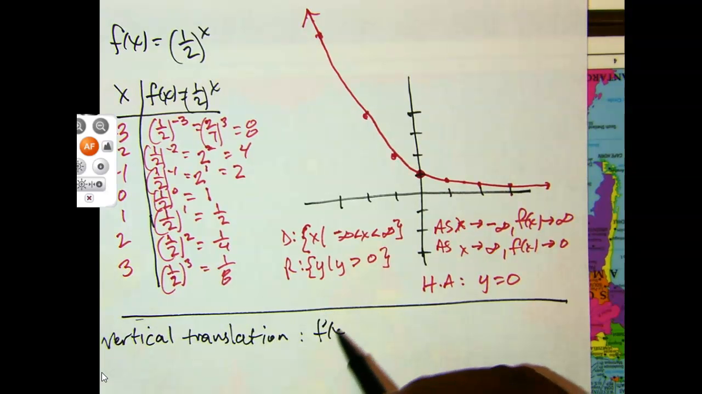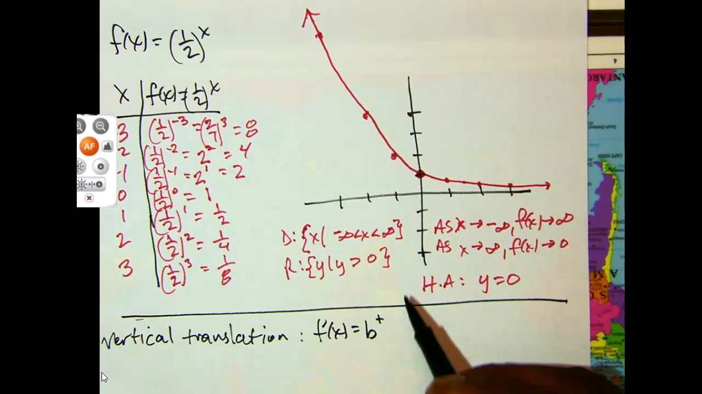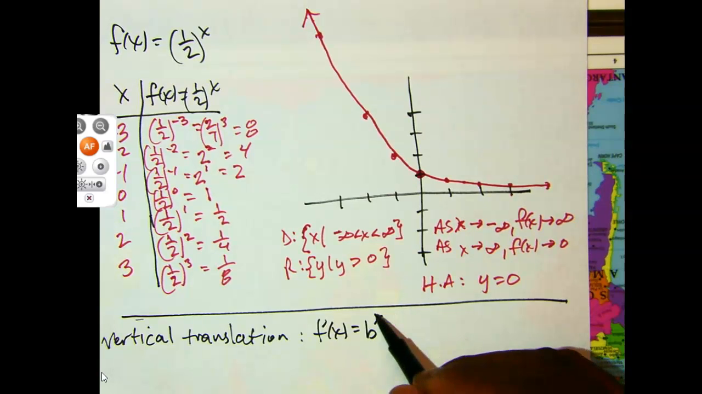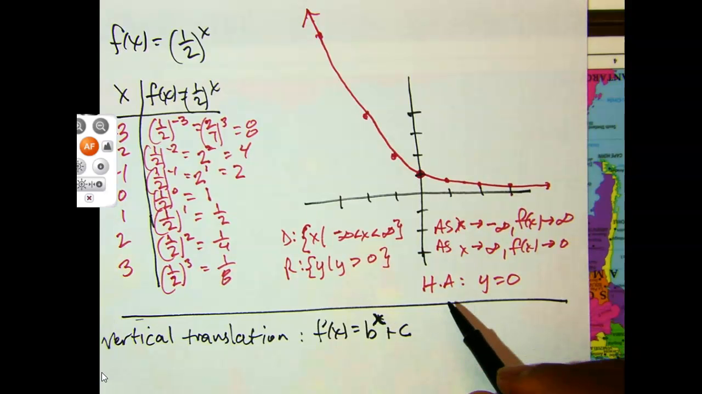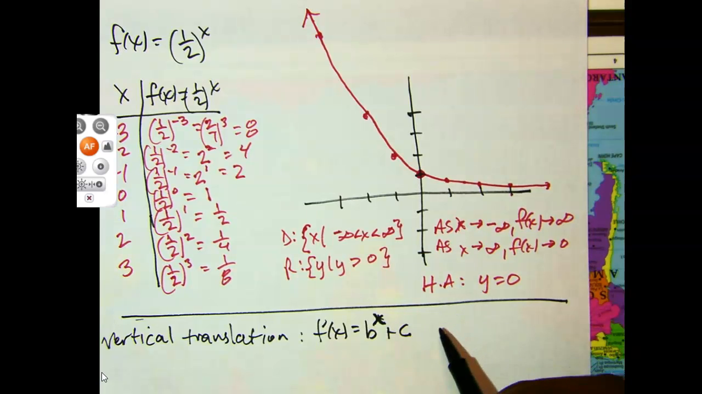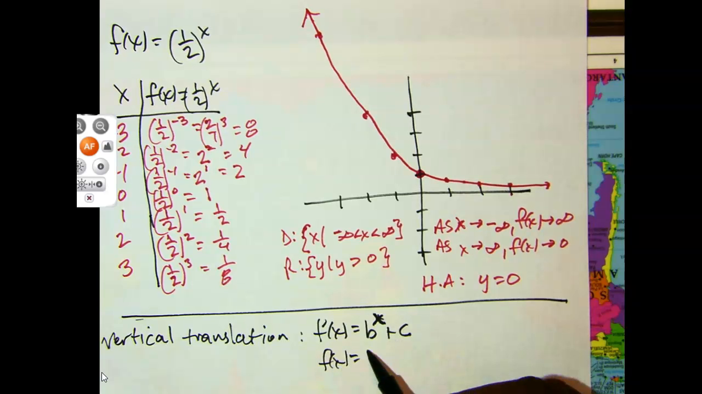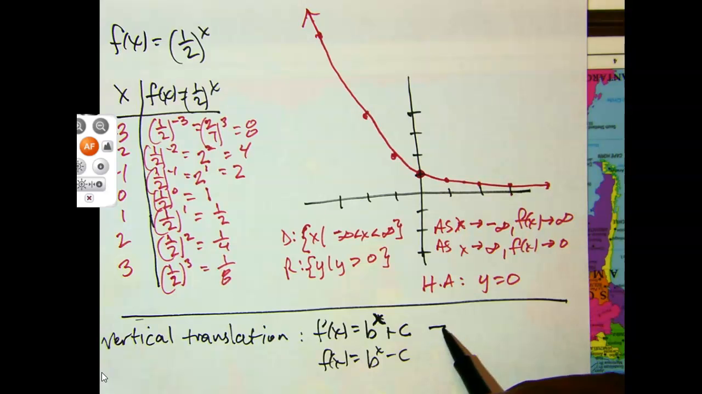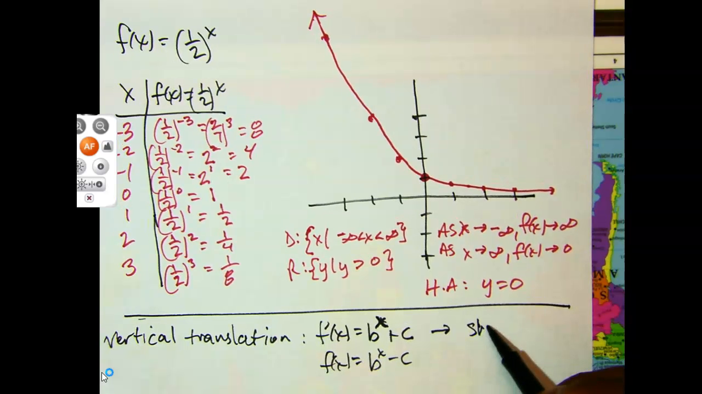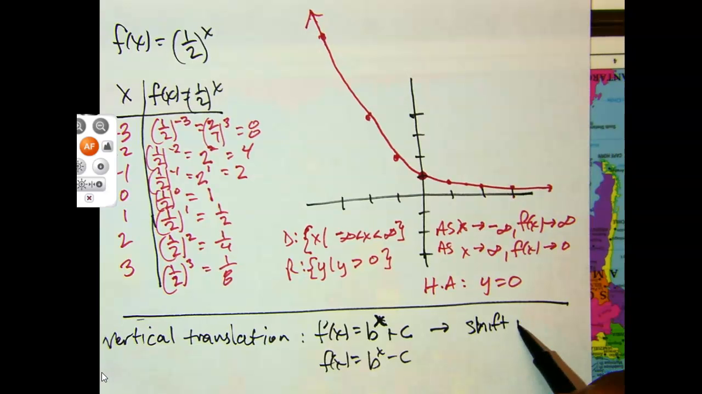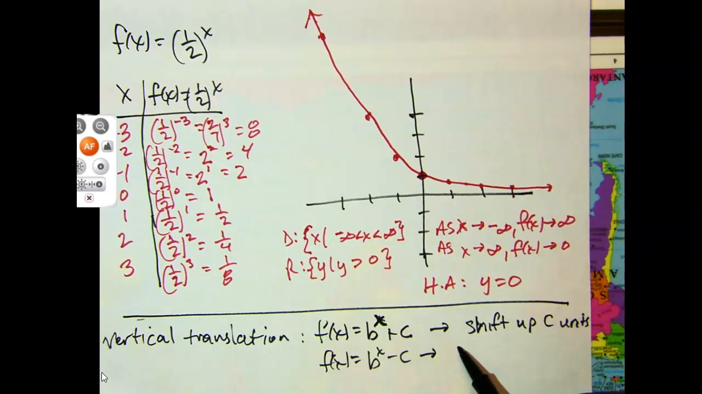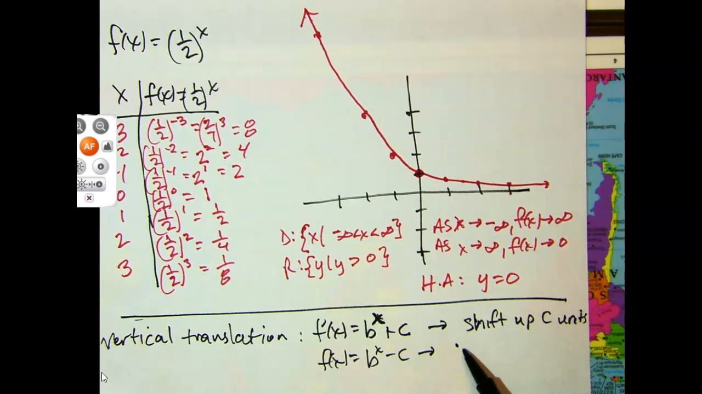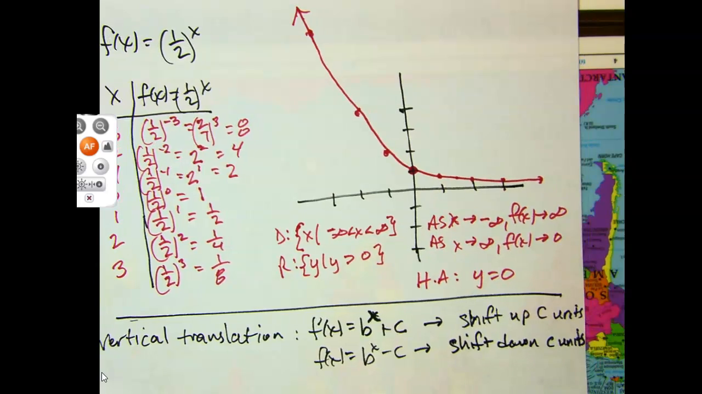So f of x is equal to b to the x plus c, and f of x is equal to b to the x minus c. So this shifts up c units. And f of x is equal to b to the x minus c shifts down c units. So that's our vertical translation.